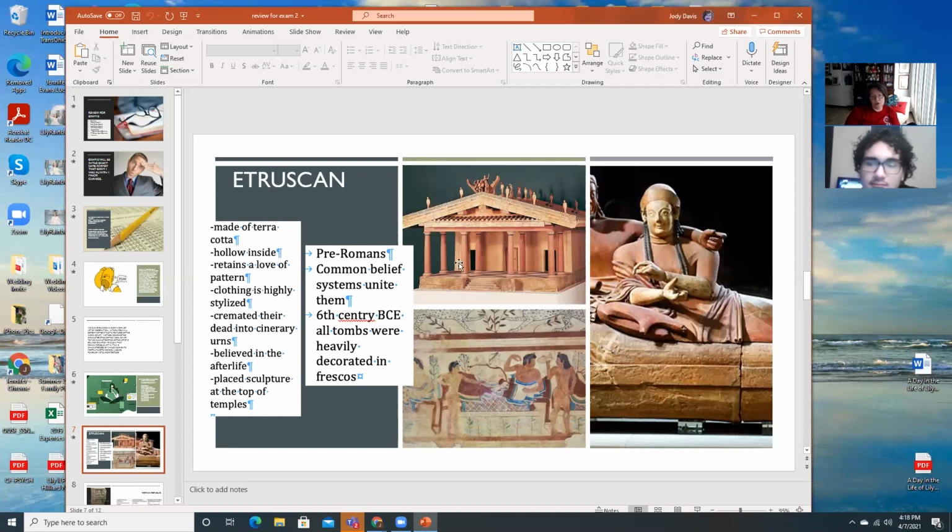So let's see. Remember that the Etruscans favored cremation, and so we see lots of cinerary urns. And they like to place their sculpture on the top of the temple. Their sculpture was unique because it was made of terracotta. They created terracotta sculptures in large kilns that were dug into the earth.